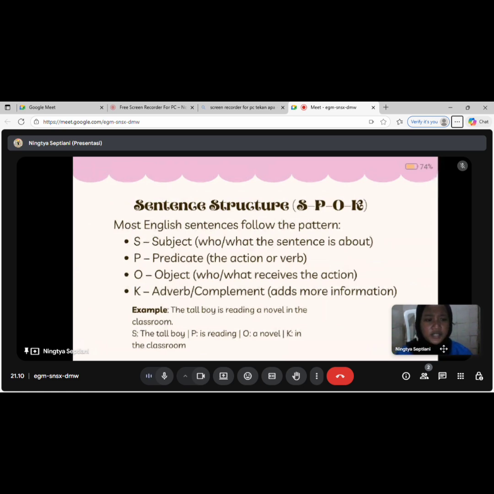Most English sentences follow the pattern SPOC, which stands for subject, predicate, object, and complement. For example, the tall boy is reading a novel in the classroom. Subject, the tall boy; predicate, is reading; object, a novel; complement, in the classroom. This pattern helps us make sentences that are clear and grammatically correct.